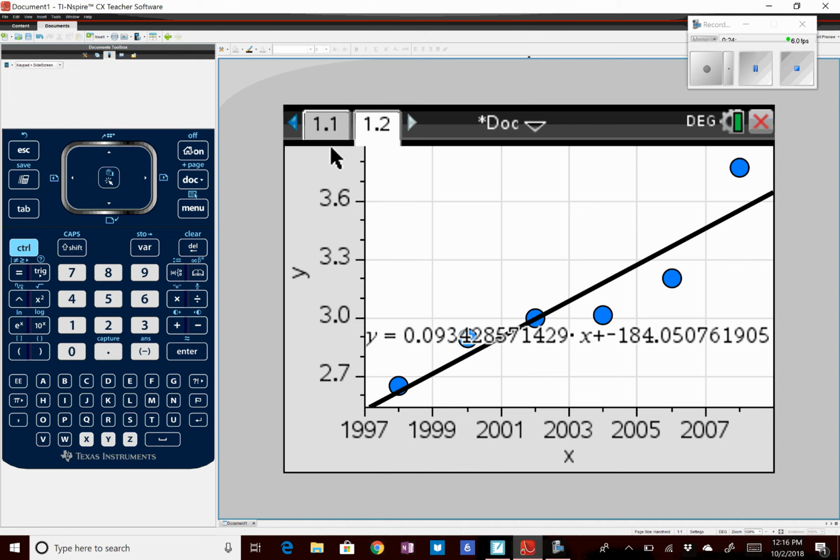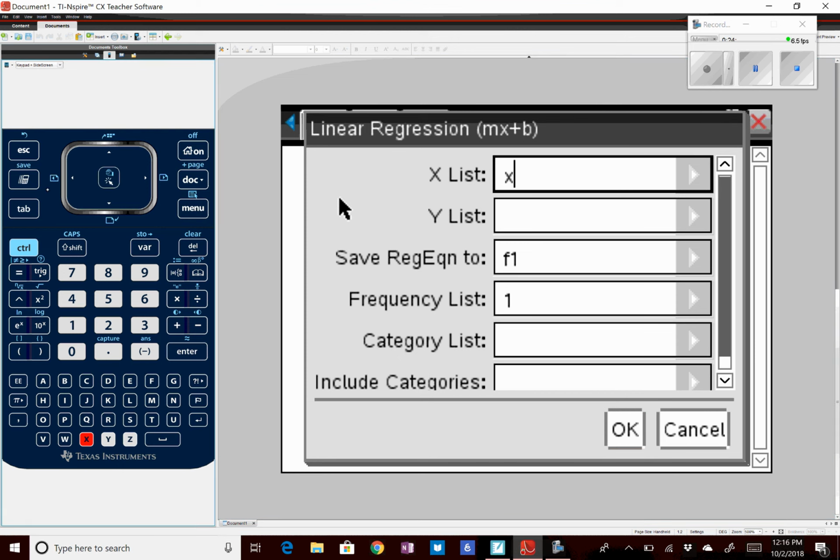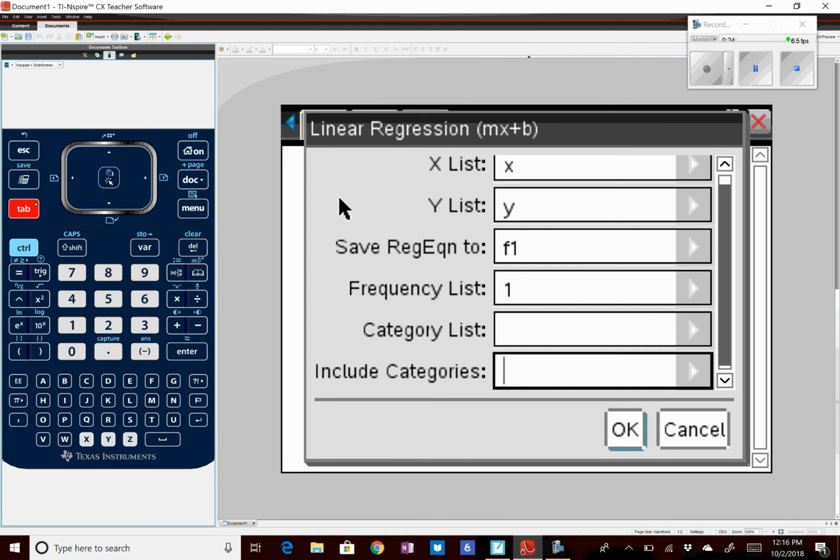So let's get a calculator page. Again, menu, statistics, stat calculations. We're doing a linear regression MX plus B. Column headings go in. Tab to OK. And there we go. So we could see if we rounded it to 2 decimal places, the R value or the correlation coefficient is 0.92. So it is a strong correlation, and we could tell that from looking at the scatter plot before, where the dots were very close to the line.